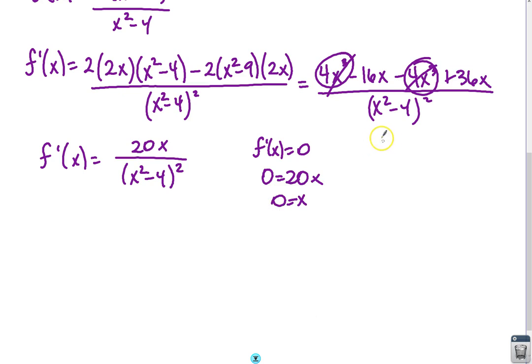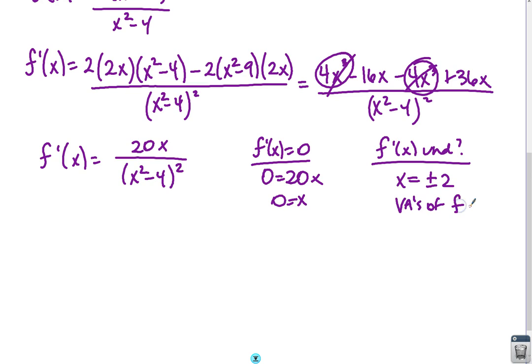Cool. Okay, where is f prime of x undefined? That's going to be where my denominator is equal to 0. Well, that's basically just the square of the same denominator I had in my original function. So that's still going to be x is equal to plus and minus 2, because those are the vertical asymptotes of the original function. All right, so where my derivative is equal to 0 and undefined, what do we call these numbers right here? Anyone? Guesses? Those are our critical numbers.